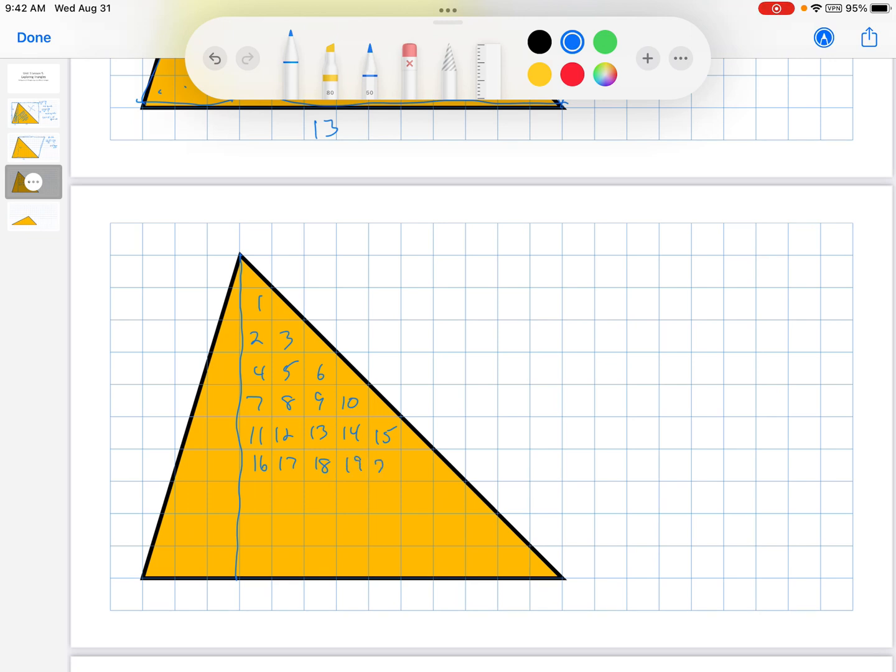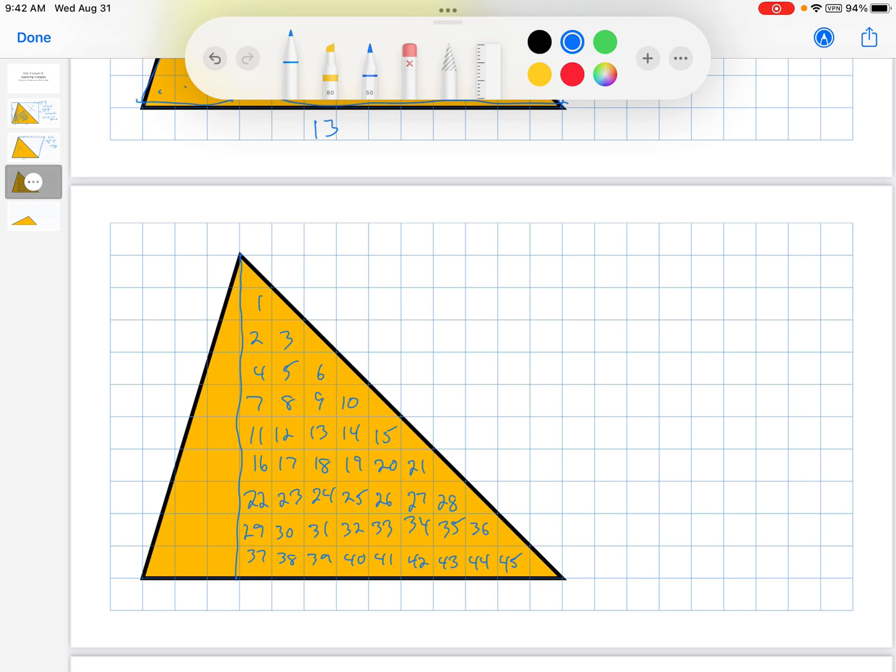16, 17, 18, 19, 20, 21, 22, 23, 24, 25, 26, 27, 28, 29, 30, 31, 32, 33, 34, 35, 36, 37, 38, 39, 40, 41, 42, 43, 44, 45.